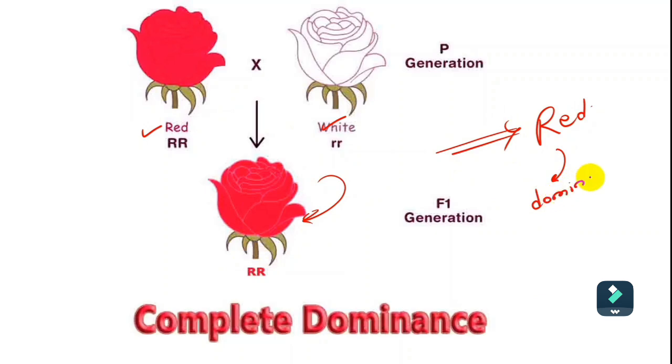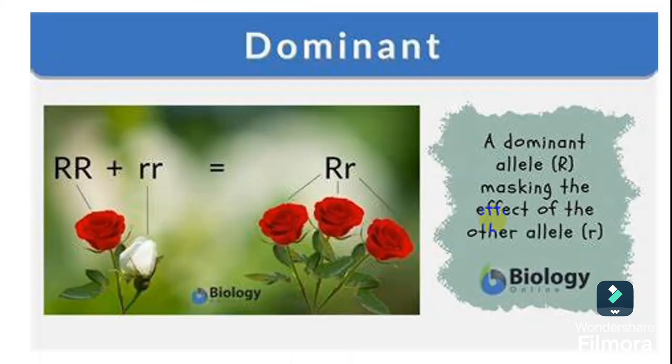Dominant means the trait that can mask, hide, or destroy the other trait, or make the other trait disappear completely. But it disappears completely only in the first generation. In the second generation it will reappear again by 25%, like this one. So this is the same.